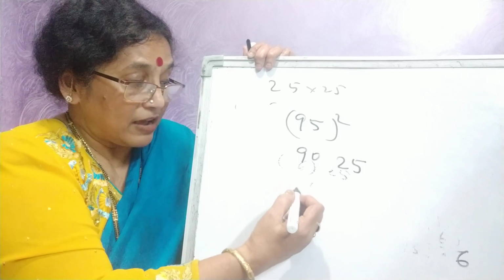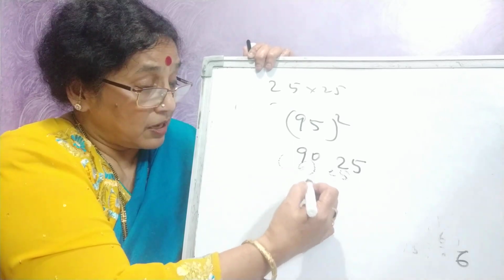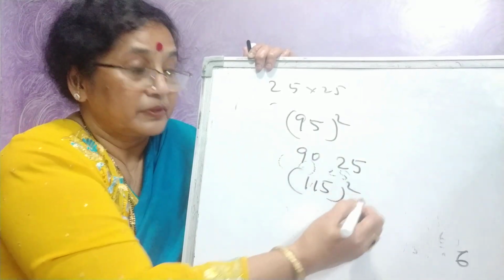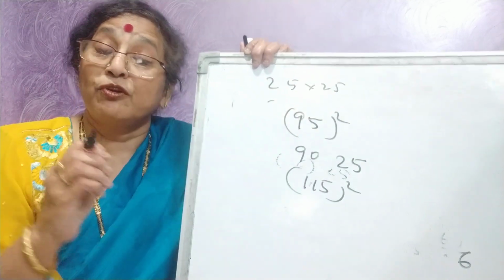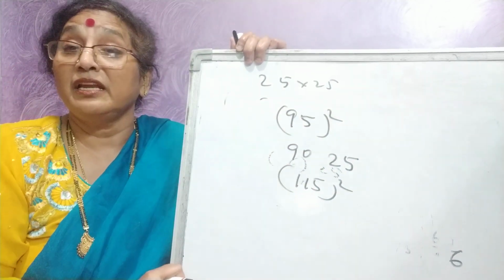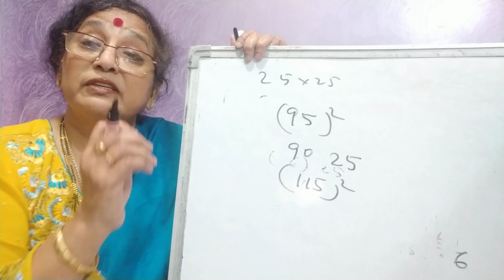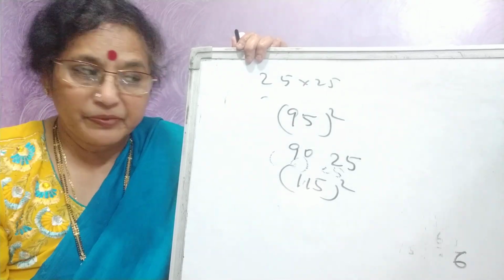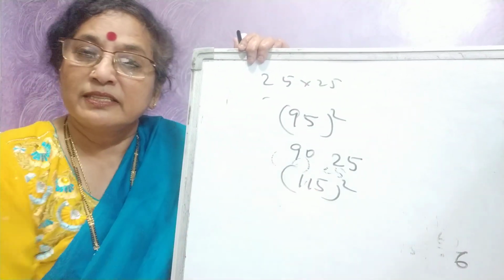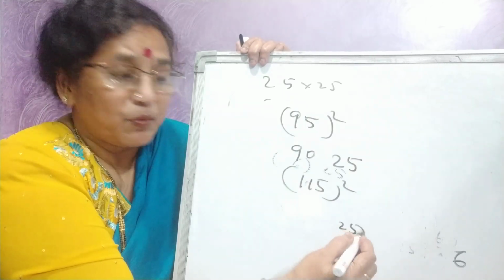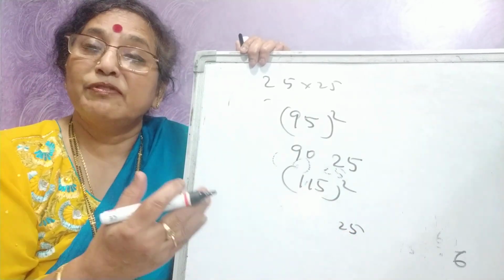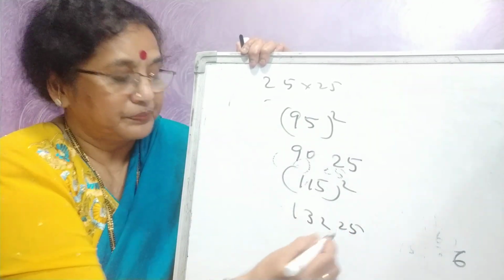So even if you have, suppose, 115 square. That's why, if you know tables till 16 or even 25, it still goes faster, children. Because now this is ending in 5, so 25. What comes after 11? 12. 11 12s are 132.